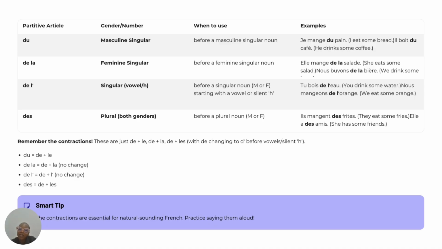Then the last one is des, which is plural for both genders, either masculine or feminine. Either it comes before a noun or whatever it is. So you say il mange des frites. That means he eats some fries. Elle a des amis. She has some friends. So whenever you want to use the word some and the noun is plural, just go ahead and use des.